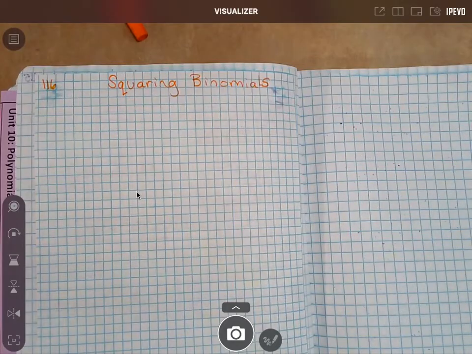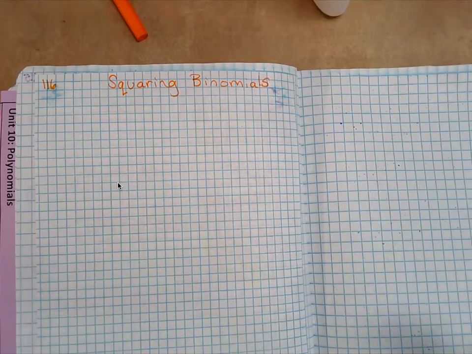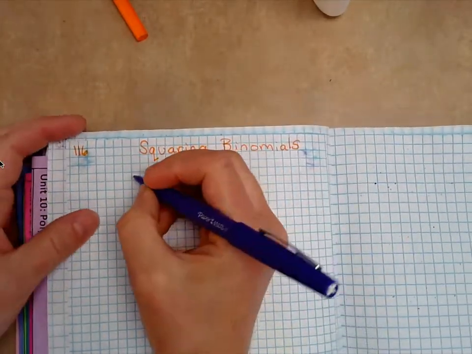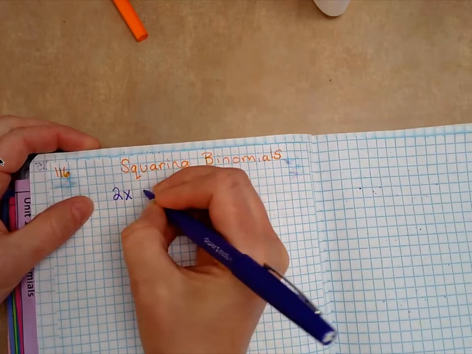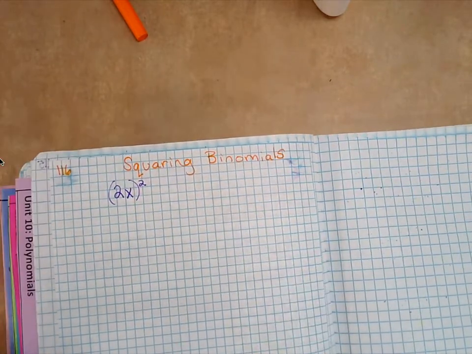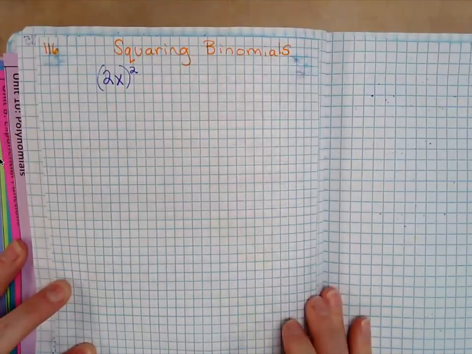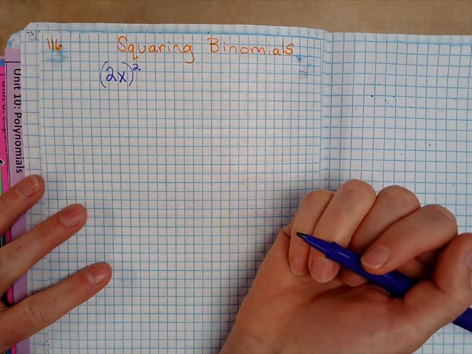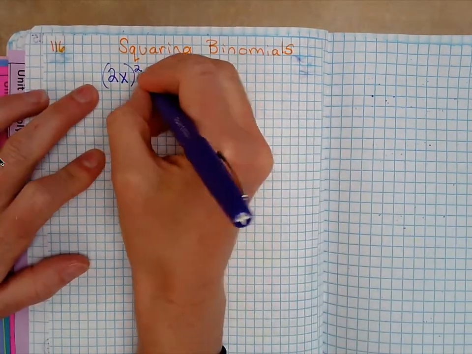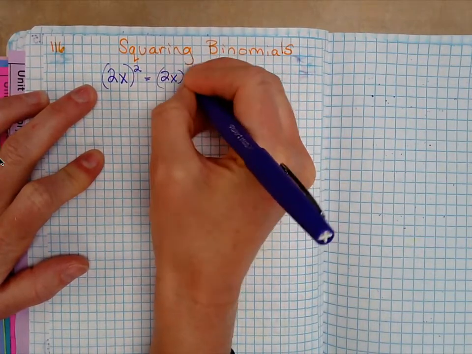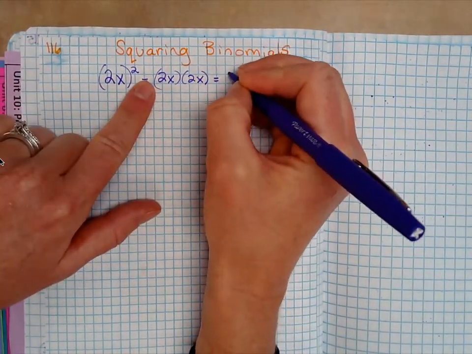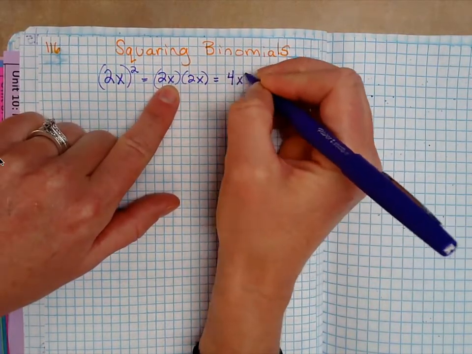We are learning about squaring binomials today. So something I want y'all to remember is how to square numbers. So let's say we have 2x and that's all squared. So what that means is you have 2x times 2x, right? Which means 2 times 2 is 4. X times x is x squared.